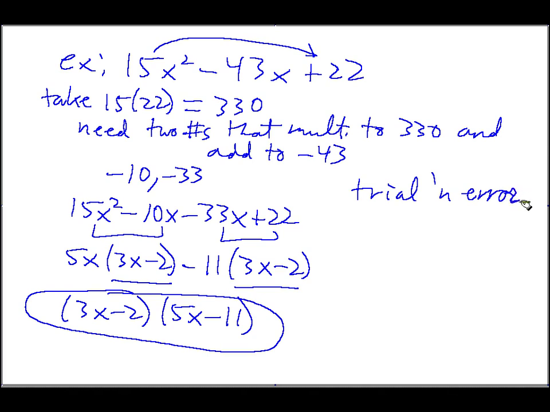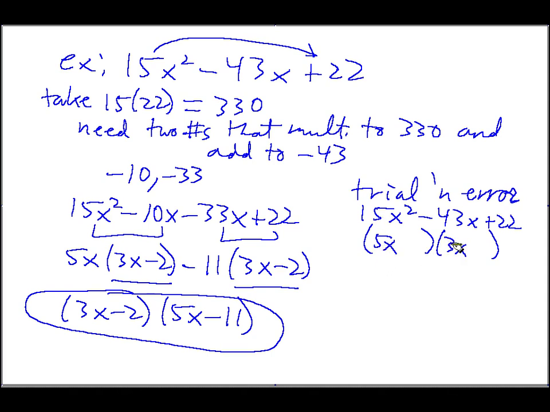All right, trial and error again. Let me break this up into two sets of parentheses. Let me copy the problem again: 15x squared minus 43x plus 22. So let's break it up. For 15x squared, let me start with 5x and 3x. I could have started with 15x and 1x, but try to start with two numbers that are closer together. In this case, 5 and 3 is closer together than 15 and 1. So 5 and 3 will fit the bill.